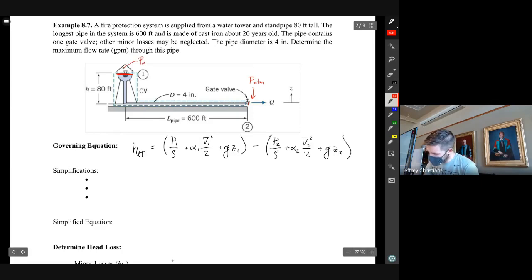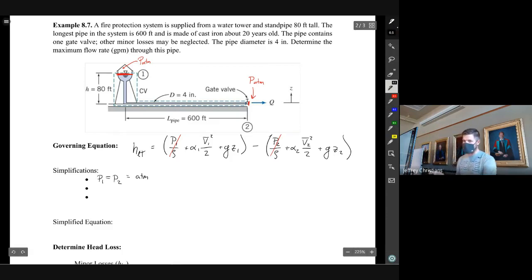And like in the water tower itself, we're also going to be at atmospheric pressure. So the first simplification, P1 equals P2 equals atmospheric. So we can cross out both of those because they're zero gauge pressure, and they happen to be identical.